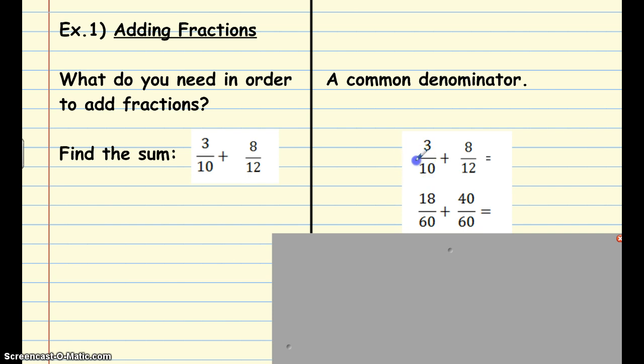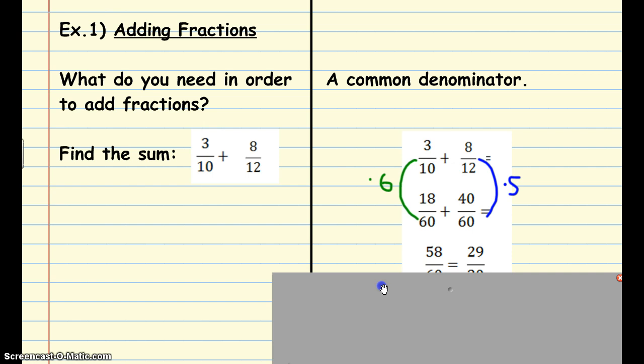I know that 10 times 6 makes 60. And so, rules of fractions say, whatever we do to the top, we have to do to the bottom. So I also had to do 3 times 6 to make 18. And then I also know that 12 times 5 makes 60. So not only do I do the 12 times 5, but I also have to do 8 times 5 to make 40. So then I have 18/60 plus 40/60.